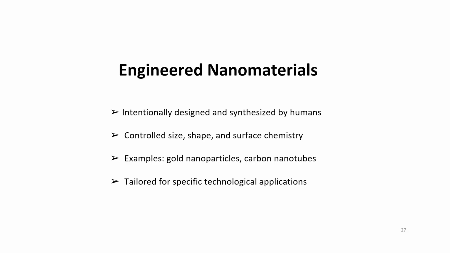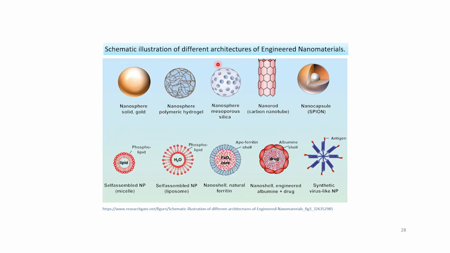These are intentionally designed and synthesized by humans, and you can control the size, shape and surface chemistry. Examples can be gold nanoparticles and carbon nanotubes, and these are all tailored for specific technological applications. That's a schematic illustration of different architectures of engineered nanomaterials. So that's a nanosphere, solid gold; that's a nanosphere, polymeric hydrogel; that's a nanosphere, mesoporous silica; that's a nanorod, carbon nanotube; that's a nanocapsule, which is SPION. This is made like this. So all these are engineered nanomaterials.